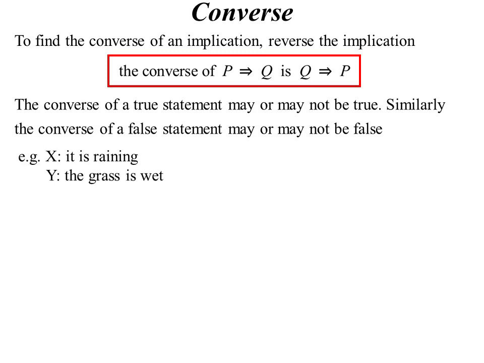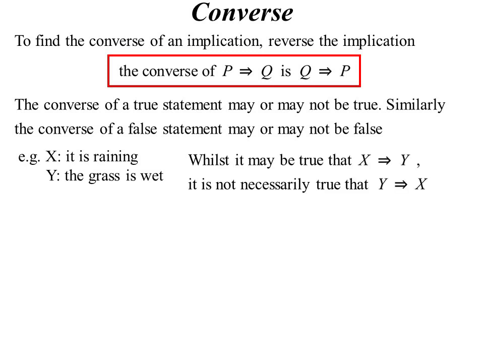Here's the example. X, we're going to make the statement, it is raining. Y is the statement, the grass is wet. These are our two things. Now, it might well be true that X implies Y. If it is raining, then the grass is wet. It's probably going to be a true statement. However, it's not necessarily true that Y implies X. If the grass is wet, then it's raining? Well, no, maybe someone turned the sprinklers on. So it's not necessarily true.